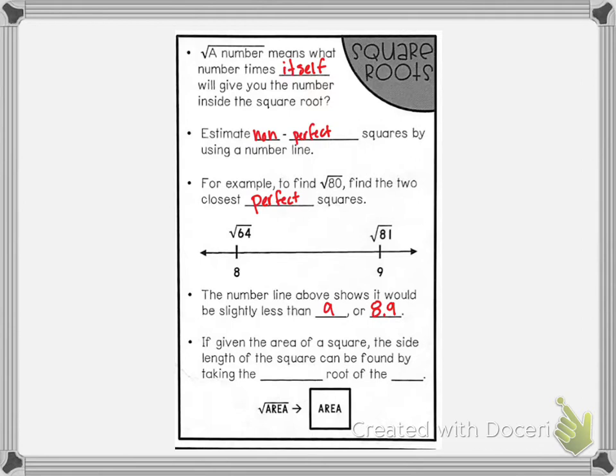Something that we can do with square roots is if we're given the area, the side length of the square can be found by taking the square root of the area. So if we're given the area, let's say the area is 16, we can know the side length over here will be 4, right? Because the square root of 16 is 4, and if we have a square, 4 times 4 will give us 16.